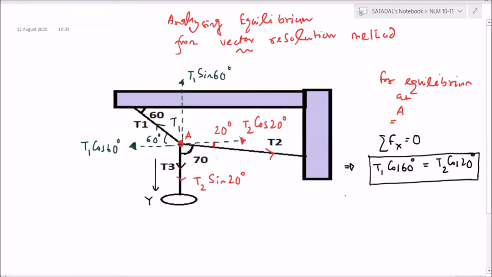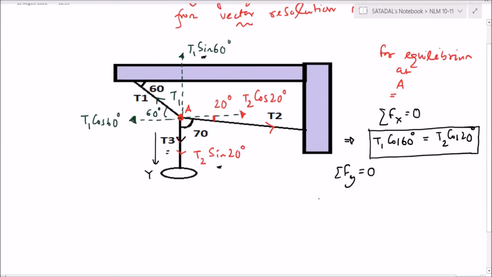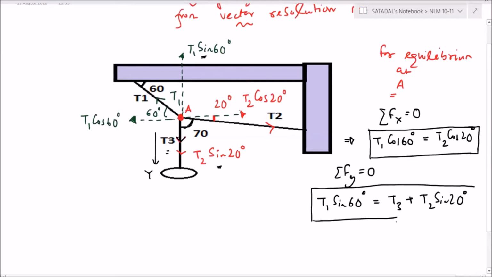So, if I take summation of Fy equal to 0, you check, only one upward force is there, T1 sin 60 degree. There are two downward forces, T2 sin 20 and T3. So summation of Fy equal to 0, we will write T1 sin 60 degree is equal to T3 plus T2 sin 20 degree. I will hold on for a couple of minutes over here. Any doubt? Feel free to ask.